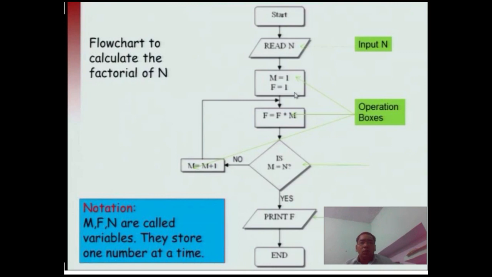So here we can see the flowchart to calculate the factorial of n. The notations m, f, n are called variables. They store one number at a time. So it calculates the factorial of any number. Like if 5 is input, then it will calculate 5 into 4 into 3 into 2 into 1, which is equal to 120.